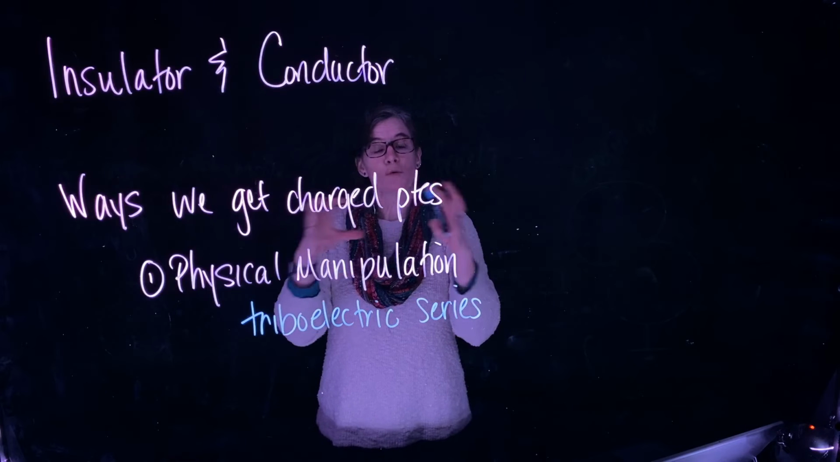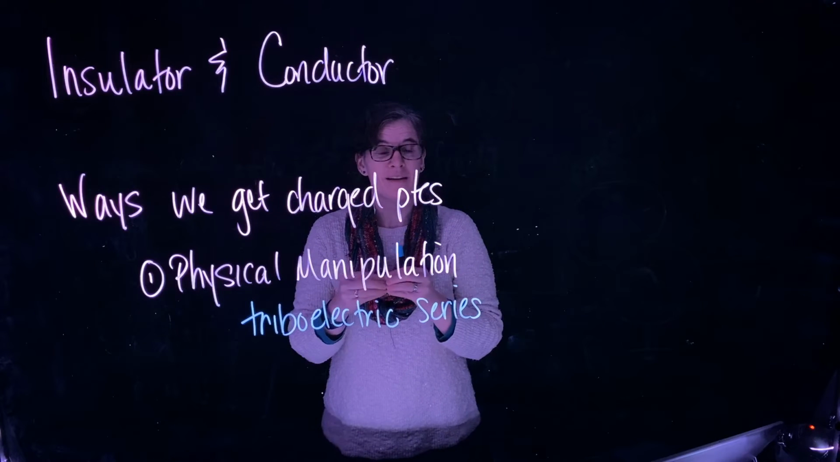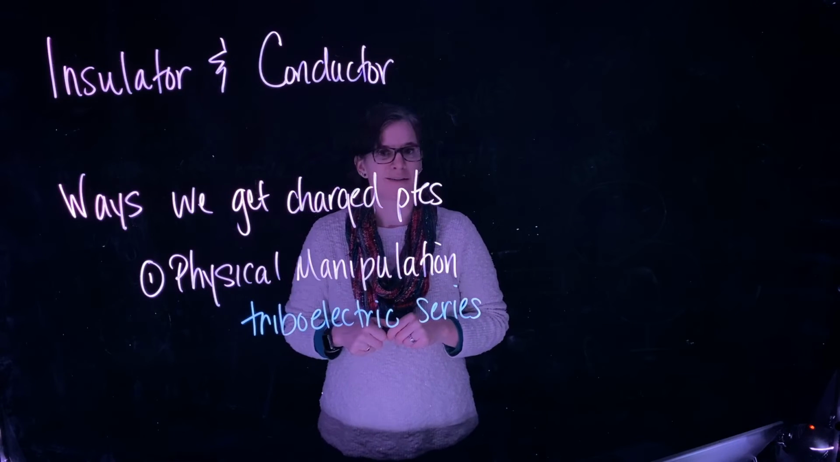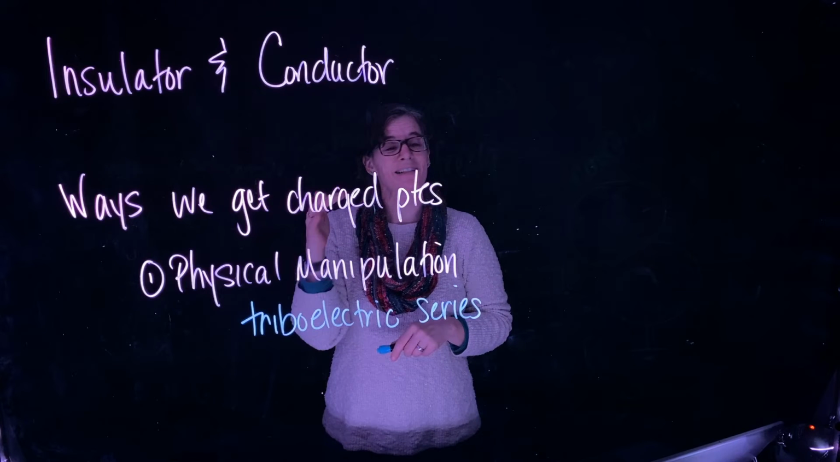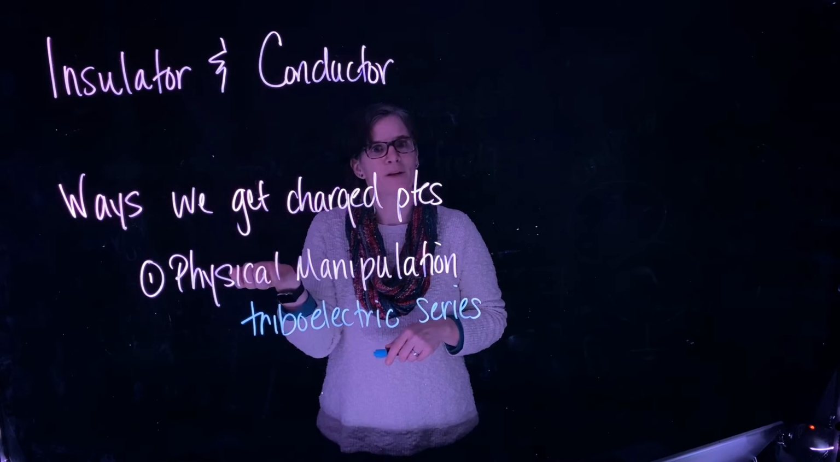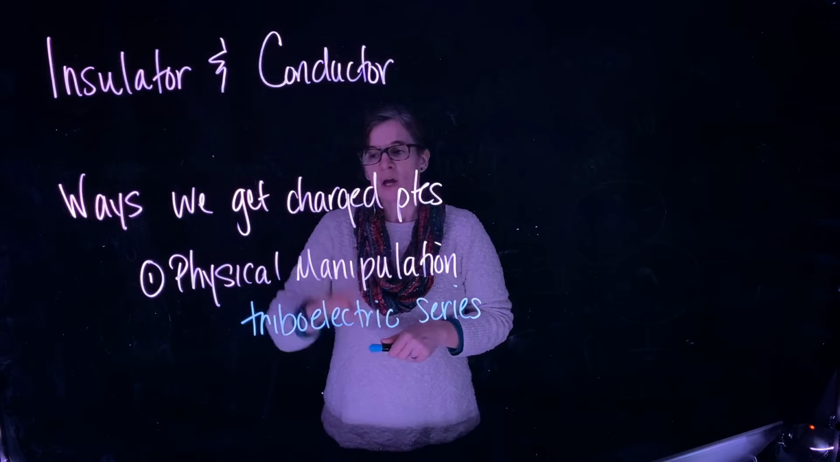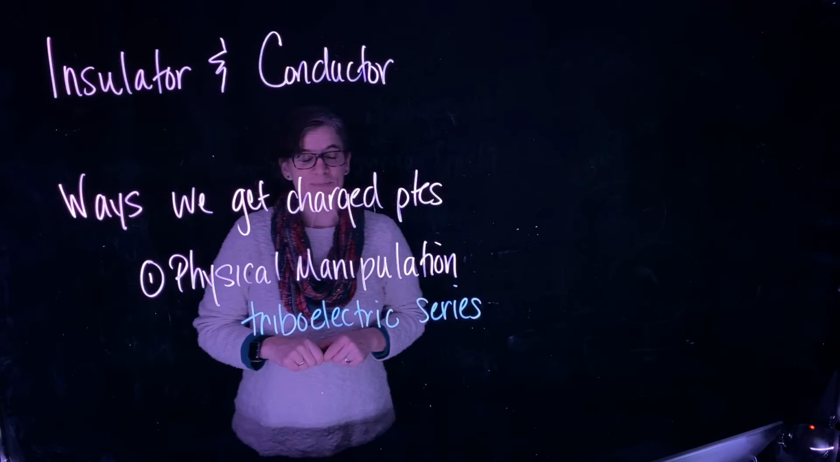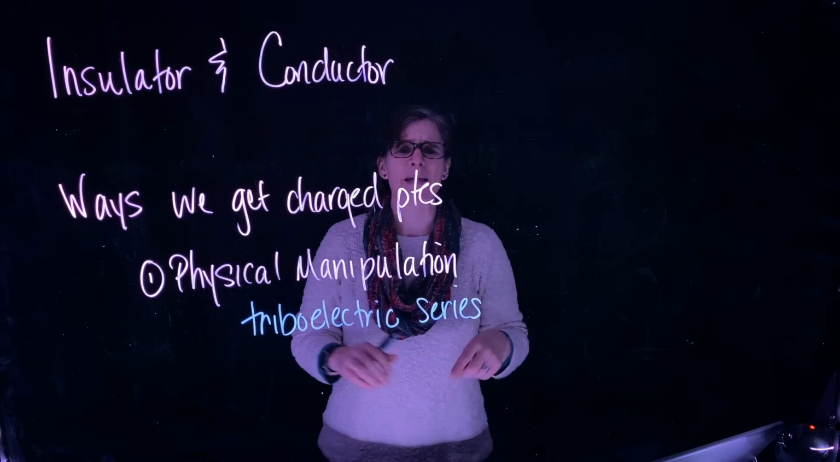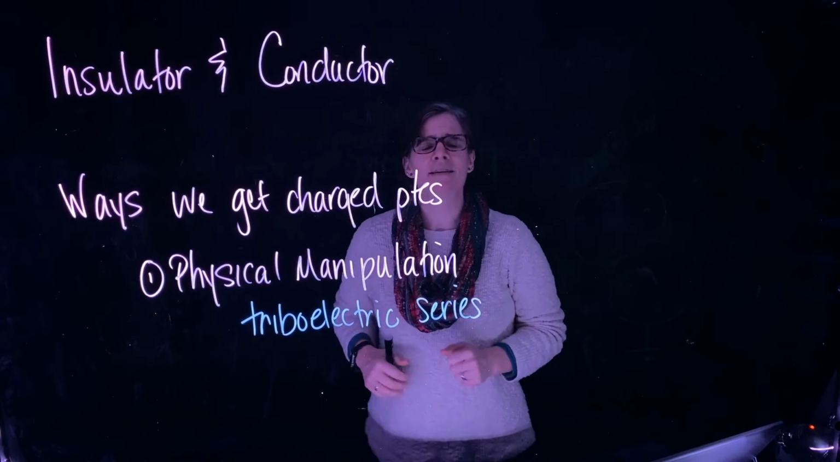So when you have two objects that you're manipulating against one another, you look at their relative positions on the list. If they're higher on the list, they're more likely to become positive. They're more likely to be the ones that lose the electrons. Similarly, lower on the list. So that's physical manipulation.